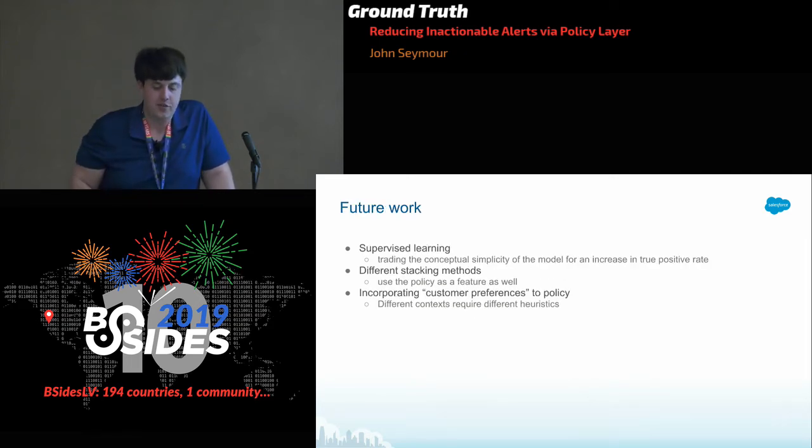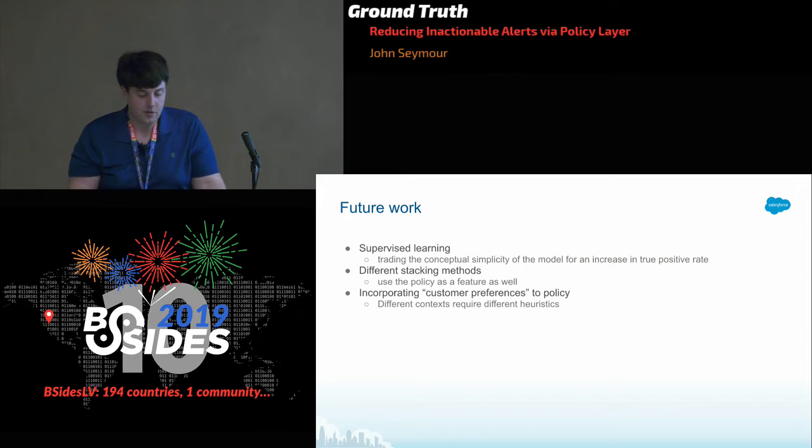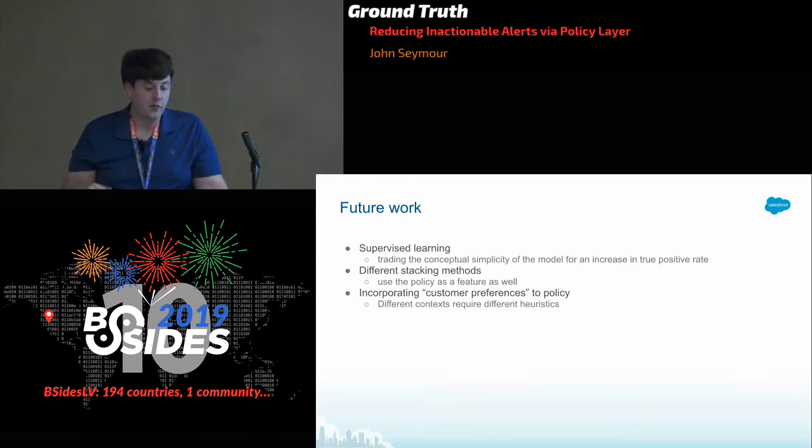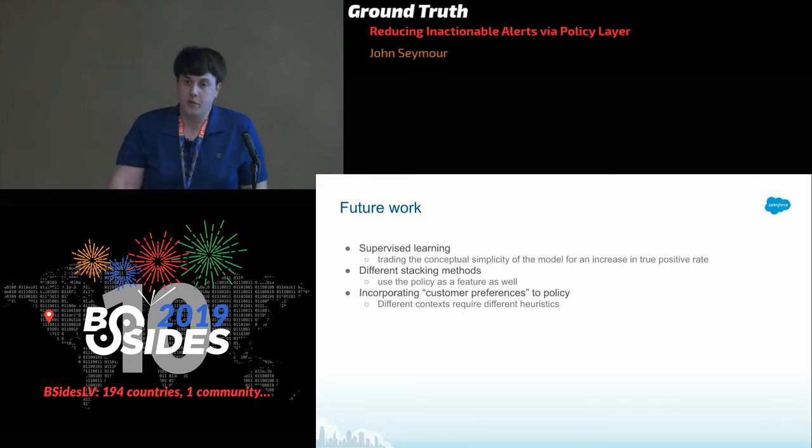But here are the main issues that we're trying to improve upon this. First, again, the most obvious being supervised learning, which would allow us to more finely tune that policy layer. After that, we plan to try out different stacking methods, so using like the output of the policy model as a feature when training the suspiciousness model and trying different configurations for that. And then finally, we're trying to more formally incorporate the consumer preferences like we stated earlier, such as different outputs for threat intel versus our SOC, or for the different responders for risks, vulnerabilities, and policy violations.